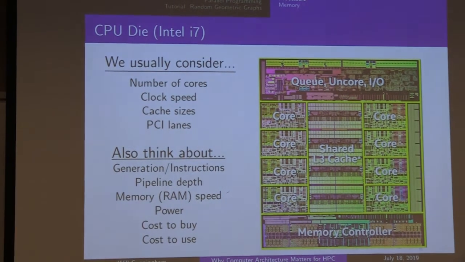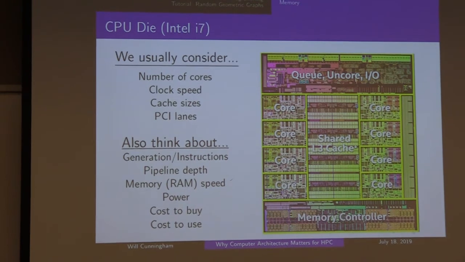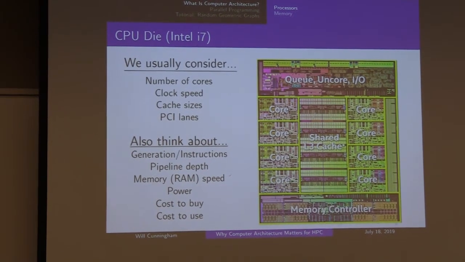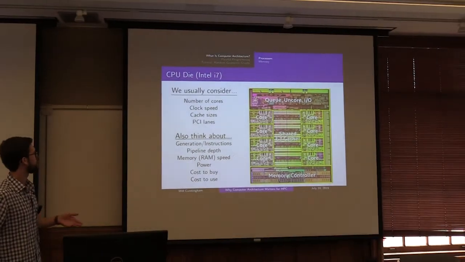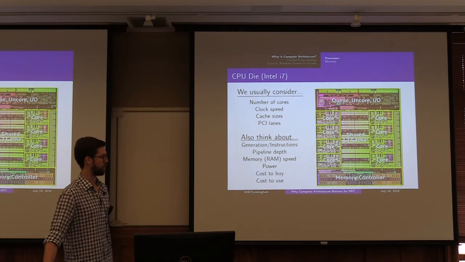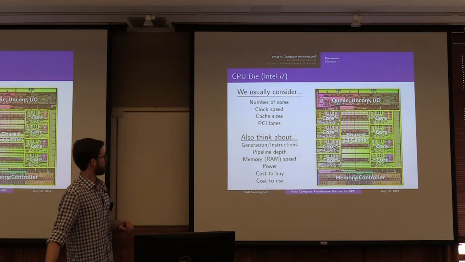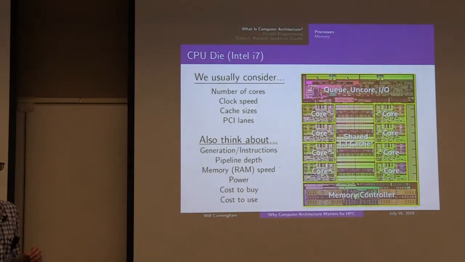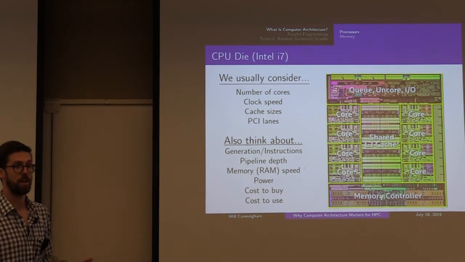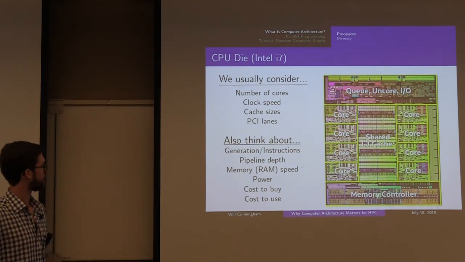So when we're purchasing a processor, some of you might have built computers before, and you're going through online and you're trying to compare which one should I buy. You normally think about the number of cores, the clock speed, maybe the cache sizes or the PCI lanes if you're interested in graphics cards. But you should also think about some other things. What generation is it? Because that will determine which instructions are available to you. So newer processors are not just faster, they don't just have more cores, but they actually can do different things. They have different circuits inside them.